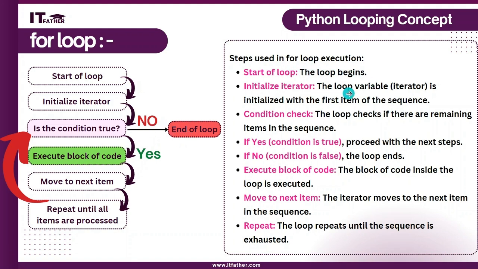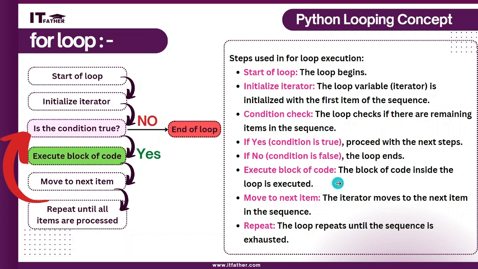Now, what we have to understand here is: start of loop, the loop begins, and then initialize iterator. The loop variable iterator is initialized with the first item of the sequence, and then condition check. The loop checks if there are remaining items in the sequence. If yes, proceed with the next step. If no, the loop will end or terminate.